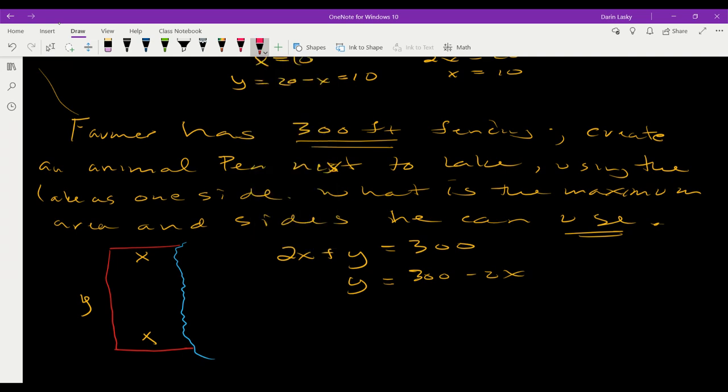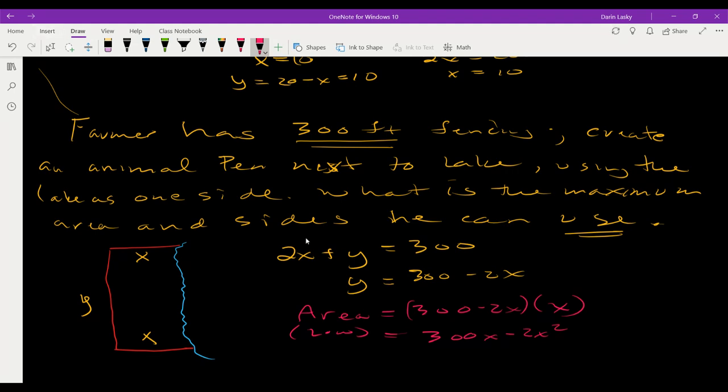talk about the area. We want to maximize the area, so the area has to equal y times x. So my y is 300 minus 2x, times x, because it's just length times width, right? Length times width. Well, that's going to give me 300x minus 2x squared.